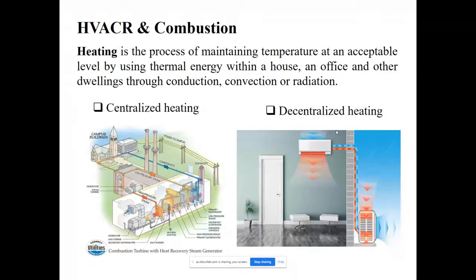So I still want to share with you the relationship between engineering thermodynamics and our building services systems, especially heating, ventilation, air conditioning, refrigeration, and combustion. For heating, in fact, it's the process of maintaining temperature at an acceptable level using thermal energy within a house. Usually, we can see there is a combustion turbine to produce hot water or steam. The hot water and the steam will carry the thermal energy, the heat, and circulate it into the building to heat the space.